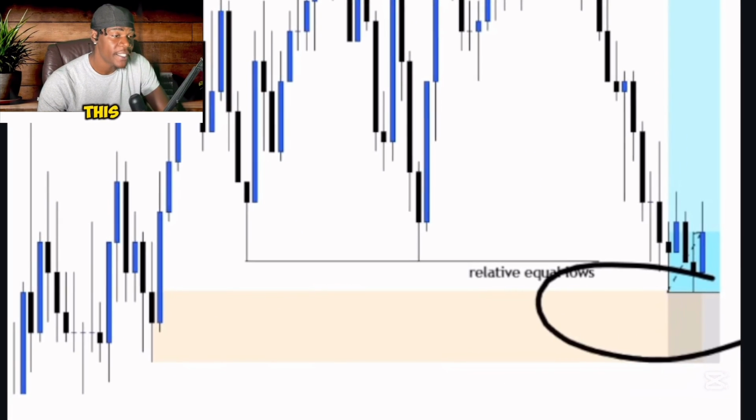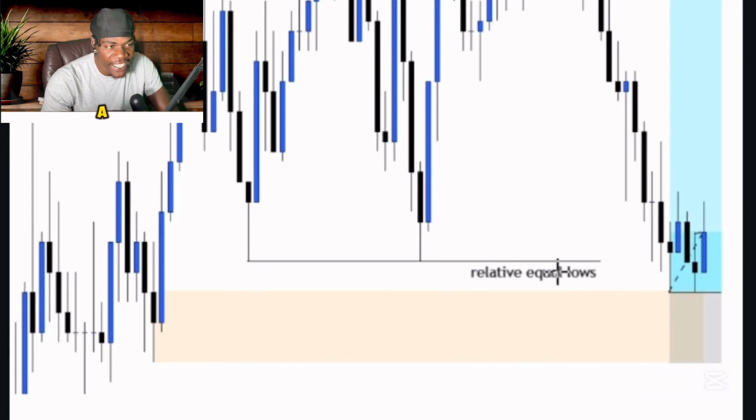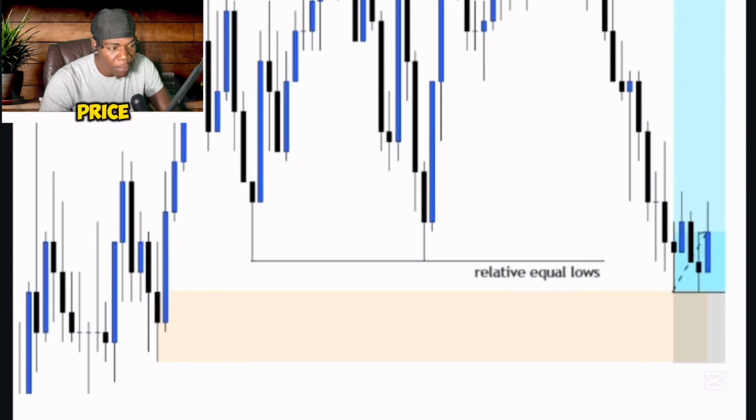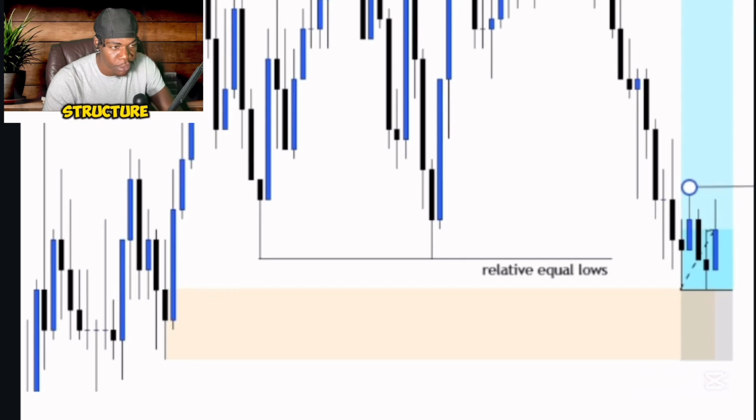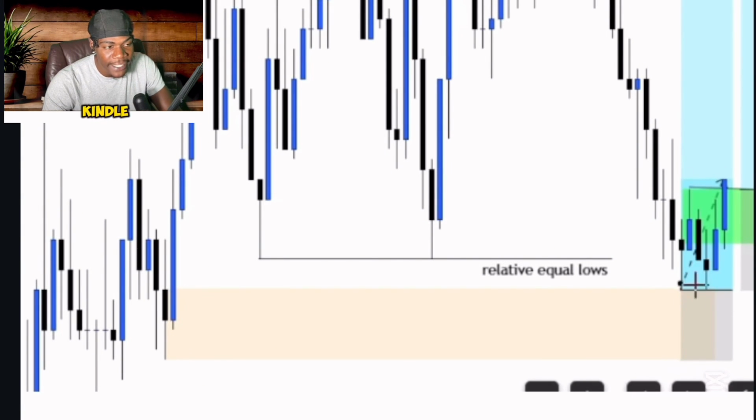What if you miss this first entry? All we're looking for is a change in state of delivery. We want to see price come and clear this prior swing high right here and give us a full body breakup structure. After this candlestick break, place your trade at the open and your stop loss right at the candlestick lows down here, and you're going to target the same prior highs.